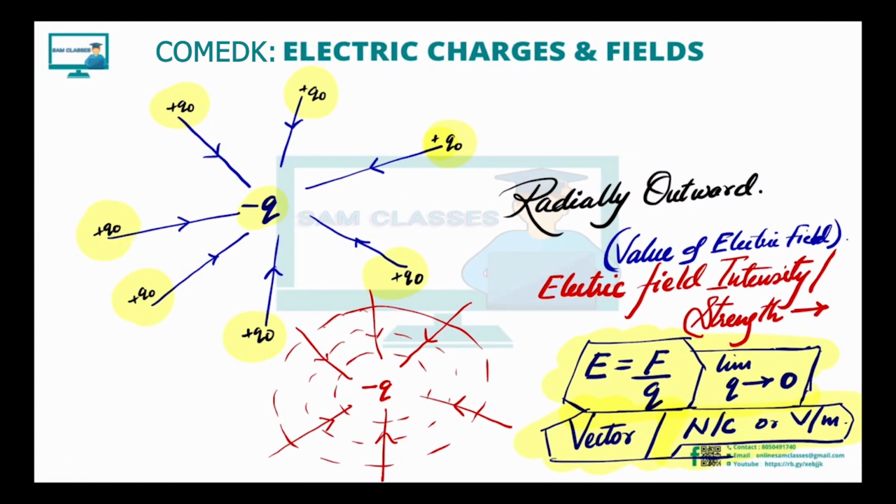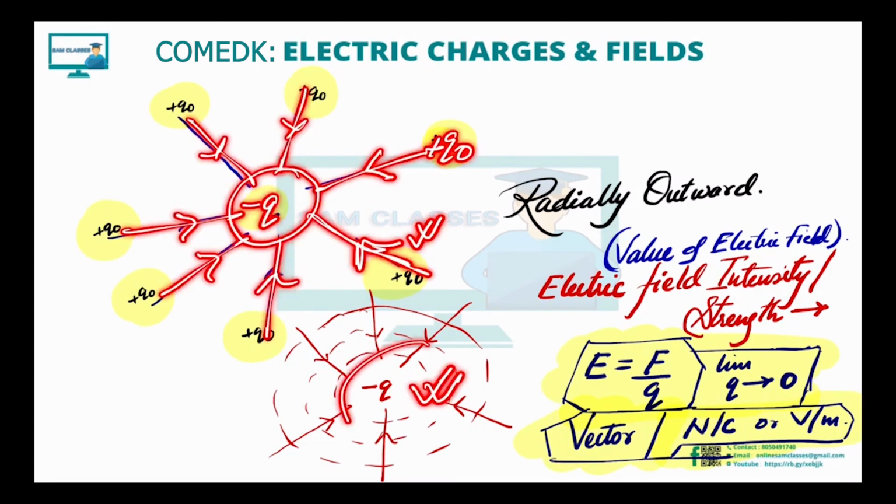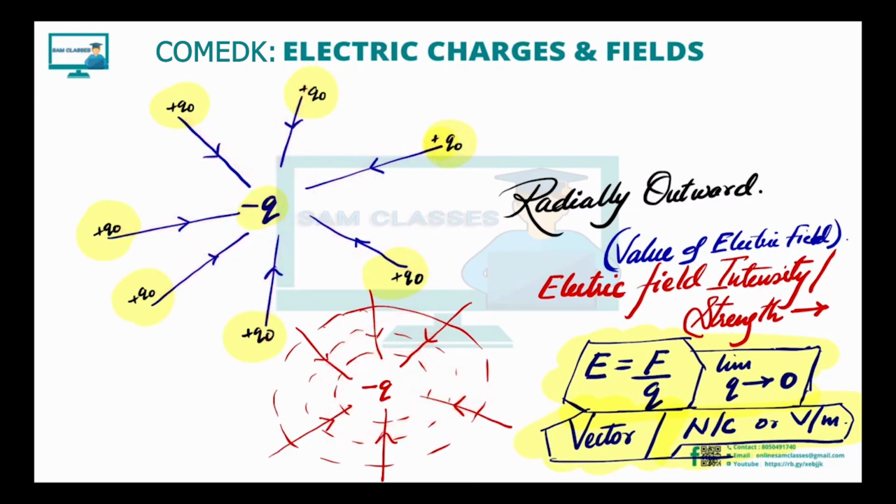Now coming to the next part, what will happen for a negative charge? Same thing, we bring a positive test charge. This negative charge will attract it, so the force is radially inward, correct? It is attracting from outside, from all sides. So for a negative charge, the electric field lines are radially inward.